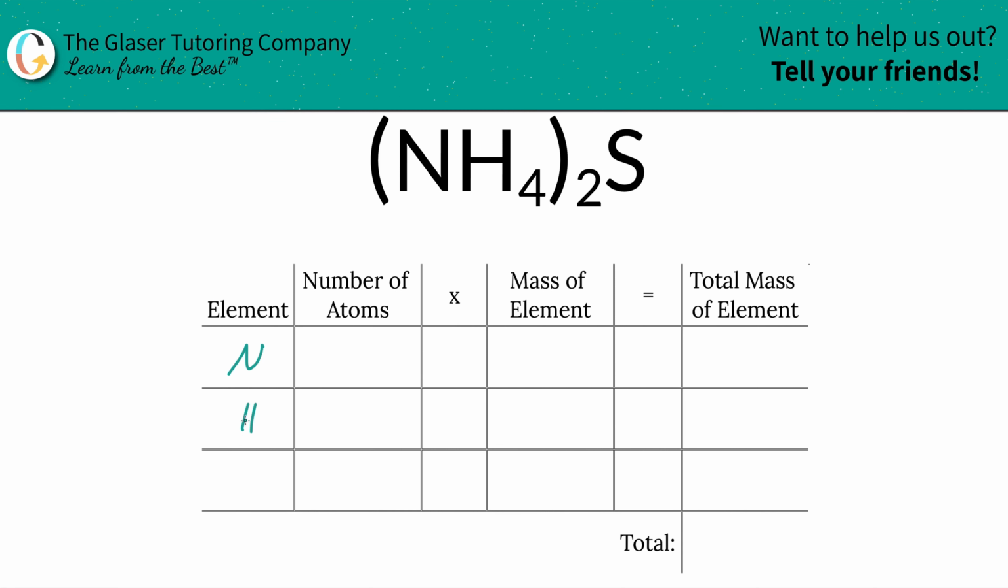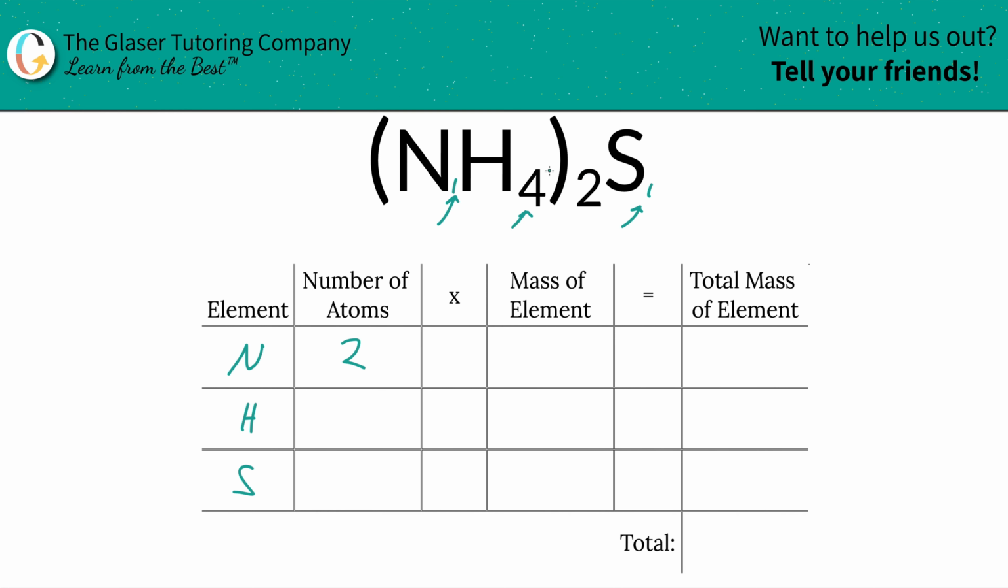So the first thing we're going to do is write down the elements we see in the compound. So we've got nitrogen, hydrogen, and sulfur. Next is to identify the number of atoms of each, and that's where the subscripts come into play. If you don't see a subscript for that atom, put in a 1. Nitrogen is part of the polyatomic ion ammonium, and you have 2 ammoniums, and therefore you'd have 2 nitrogens. In other words, take the inner subscript, multiply it by the outer subscript to find the total.